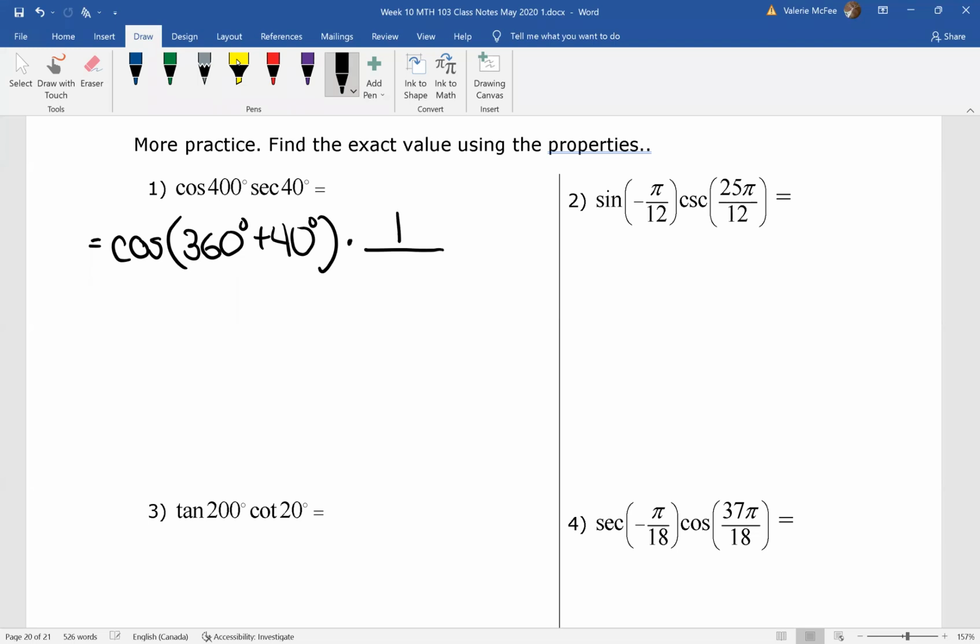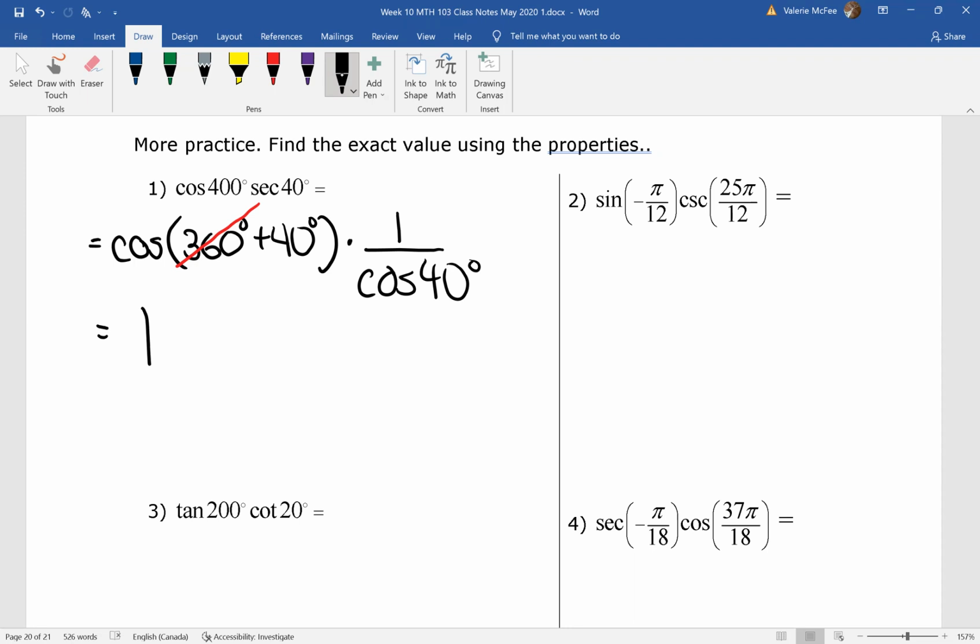Secant is, of course, the reciprocal of cosine. The periodic property says we can ignore going around the circle. So we have the cosine of 40 degrees times the reciprocal of cosine 40 degrees, which equals 1.